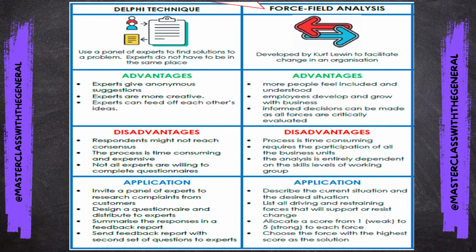So we may have had 2 advantages that were very strong, and we may have had 5 disadvantages that were very weak. That will not mean that we are going with the disadvantages simply because of their number. We're going to go with the advantages simply because they have a greater weight when we put their score together, a weight that is higher than that of the disadvantages. Choose the force with the highest score as the solution. So this is how the decision will be made based on the score and not on the number of advantages or disadvantages.